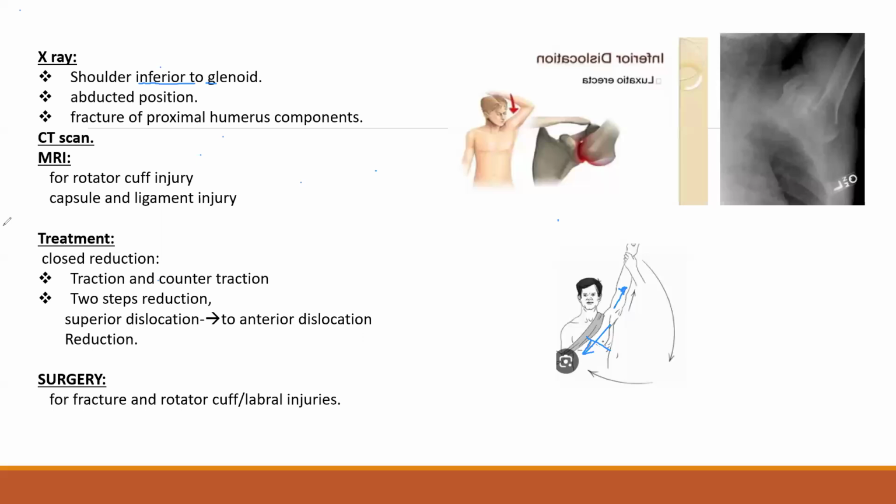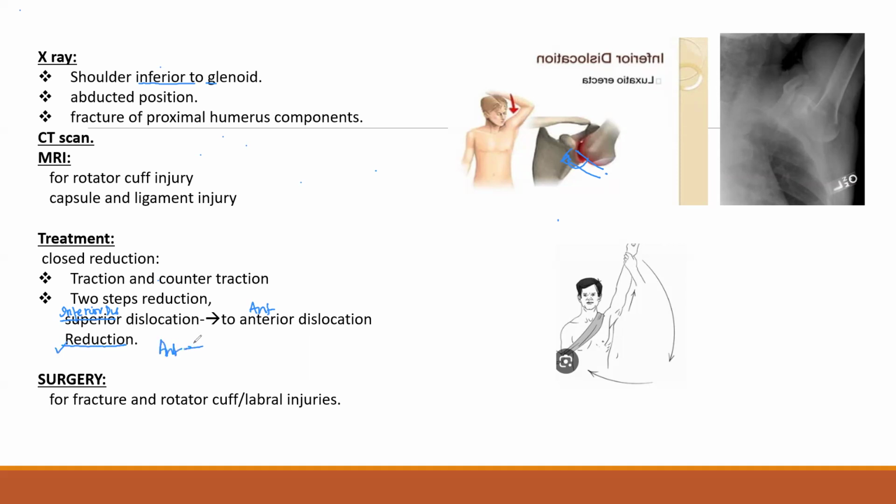The other method is we need to convert the shoulder joint from an inferior dislocation to an anterior dislocation. Sorry, this is not a superior dislocation, it is an inferior dislocation. We are converting the inferior dislocation to an anterior dislocation. So we are sliding the shoulder joint from here to here, bringing it from inferior to subcoracoid. Once it has become an anterior dislocation, you can reduce it with the same methods we use for anterior dislocation.